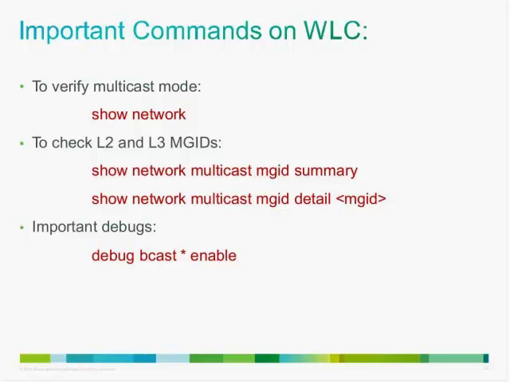If you do not have any clients, or it has been a while since any client has requested traffic from a specific multicast group, then the controller will automatically delete the MGID. So in that case, we would not see any entries. If you want to see the detailed information about a specific MGID, then you can just use the show network multicast mgid detail option for that MGID.